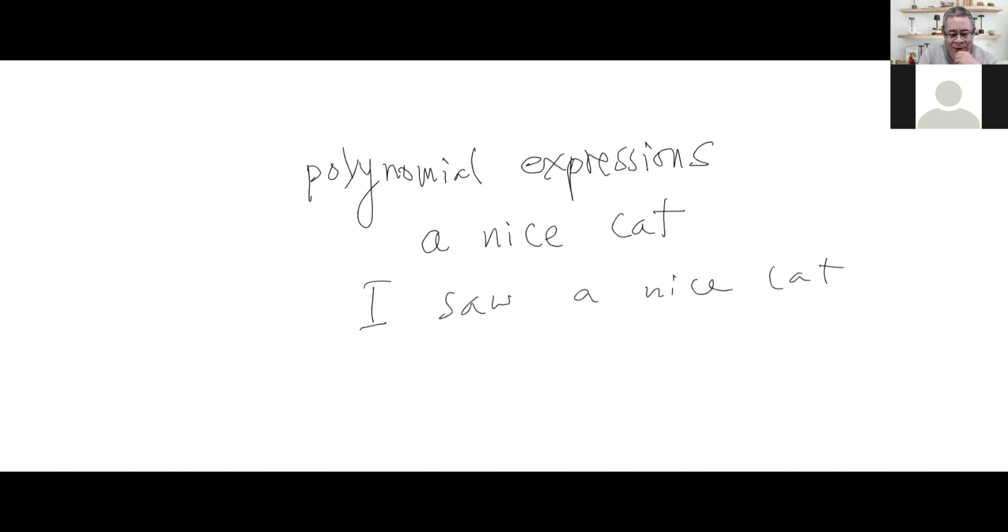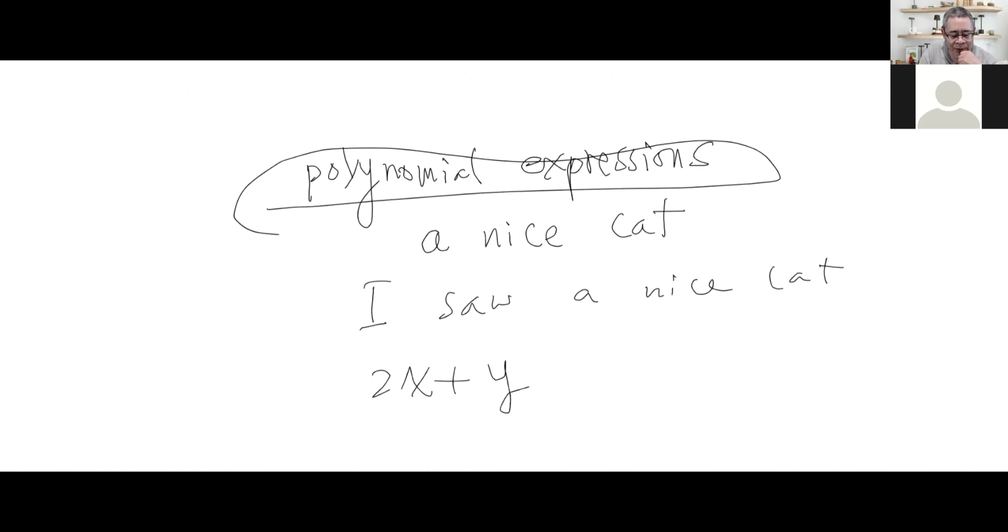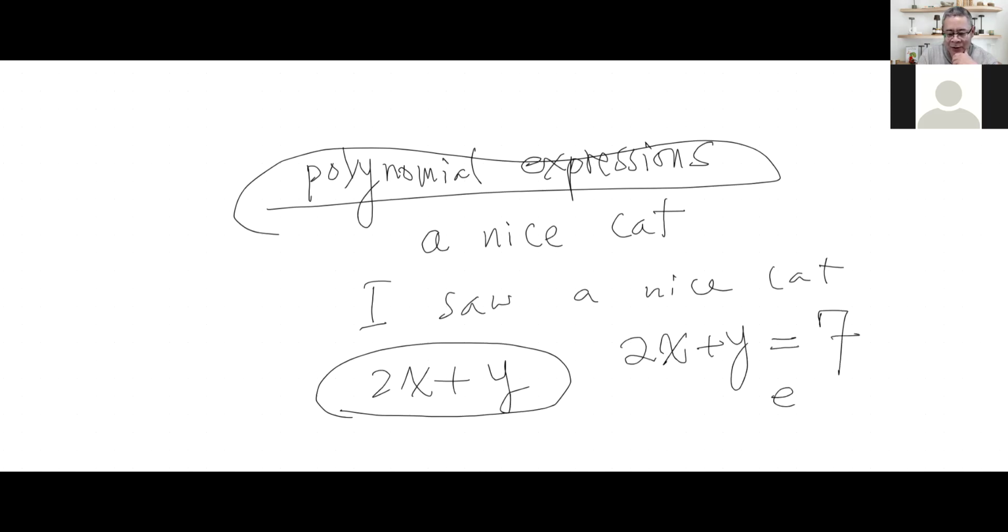So in math, similarly, when you have an expression, for example, 2x plus y, we call that a polynomial expression. And that is not a complete sentence until we write 2x plus y equals 7, then we have an equation. So that's the difference between an equation and an expression. Good? Good. Okay.